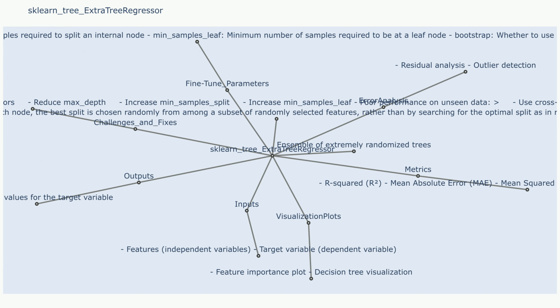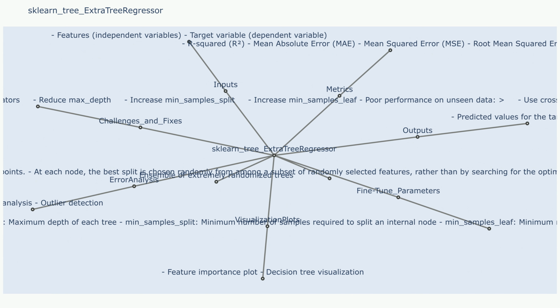Challenge 2: long training times for large datasets. Sample use case: training a model on a very large dataset with a high number of features and samples. Fixes: use a smaller number of estimators to reduce the computational cost. Consider using a parallel processing library to speed up the training process. Employ techniques such as early stopping or gradient boosting to reduce the number of training iterations.